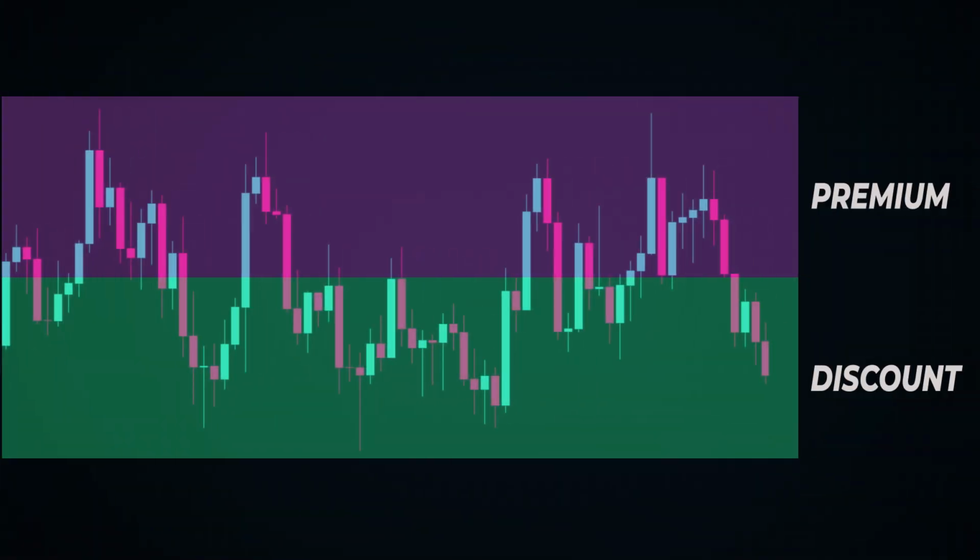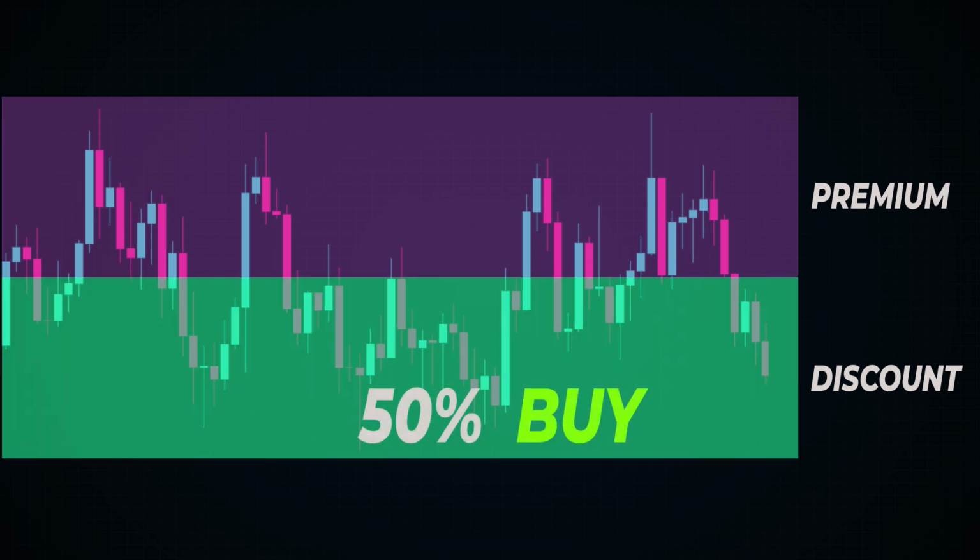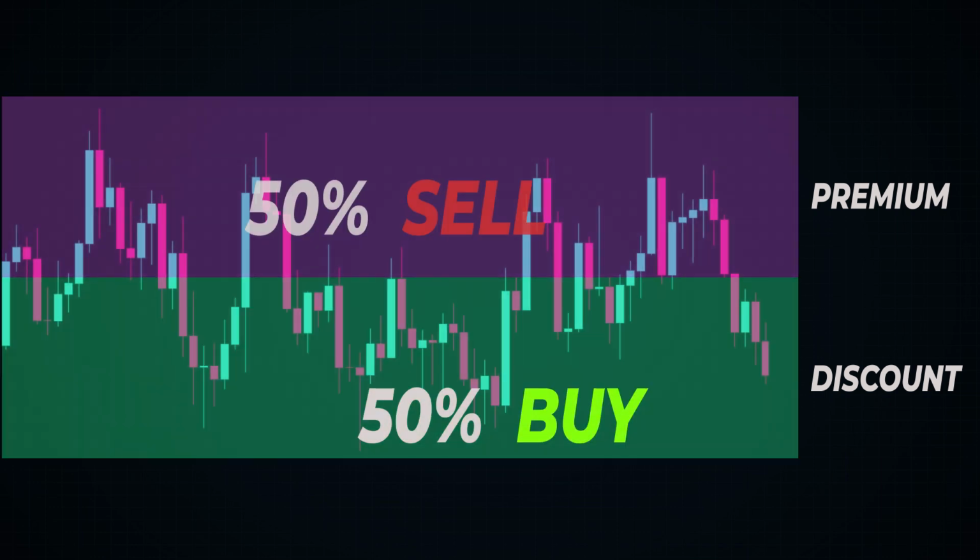Number 7. Is the zone well priced generally? The highest probable demand zones will be buying in discount prices, which is in the bottom 50% of the range, or selling in premium prices in the top 50% of the range. This also improves your risk reward because we want to buy low and sell high, right?